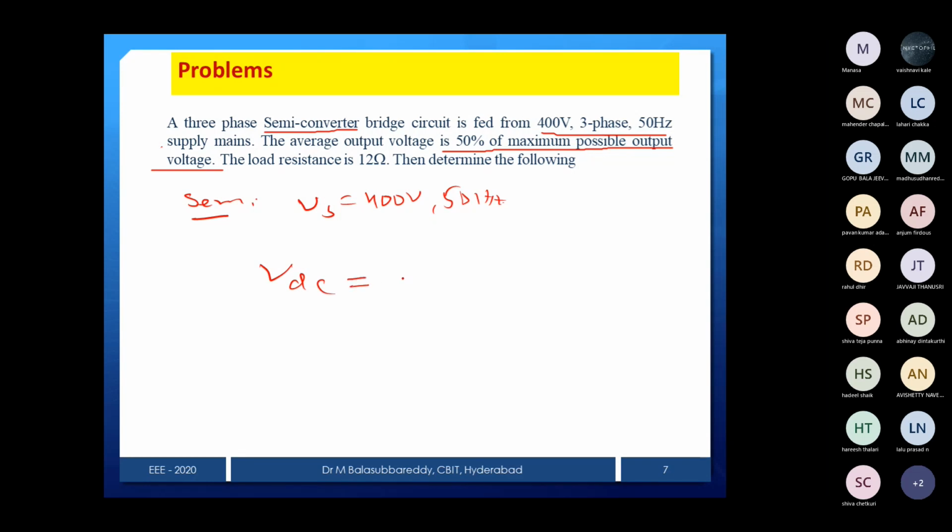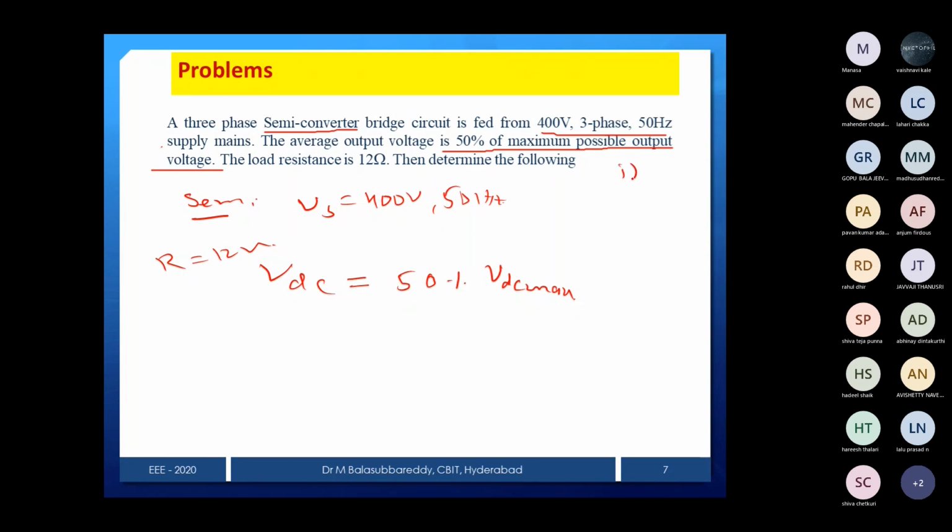Output is also given, V out or VDC. What value is given? 50% of VDC maximum. That is the VDC. And now the load resistance is also mentioned, that is 12 ohms. So, determine the firing angle.